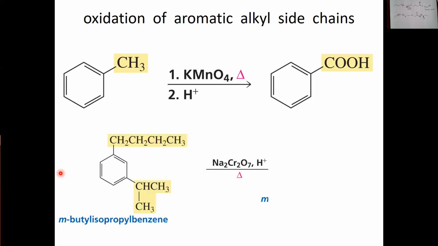Remember, chromium is another good oxidizing agent. So when you heat acidic chromium with this guy, it's going to chew off all those side chains and turn both of those side chains into carboxylic acids. Remember, the deal with this is you cannot oxidize a tertiary carbon on the side chain. If your side chain does not have a benzylic hydrogen, if it's got 3 carbons there, nope, you cannot oxidize that thing.